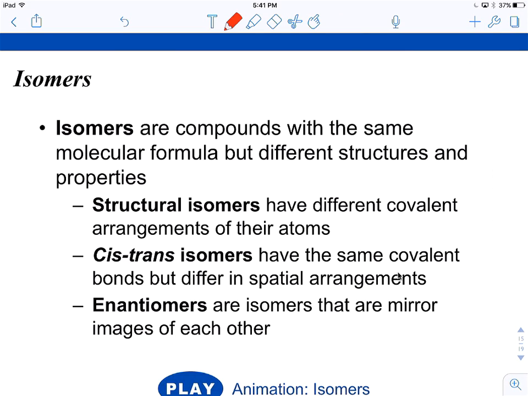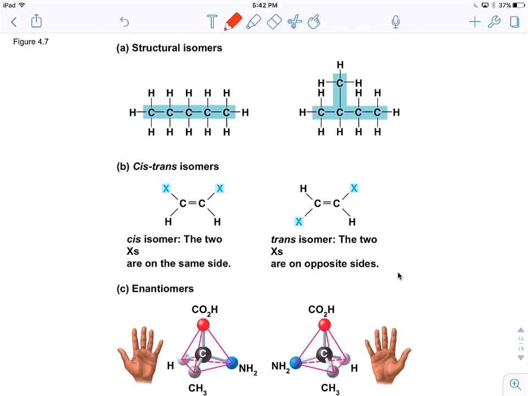All right, the last thing I want to talk about in our little organic chemistry chapter are isomers. So isomers are compounds that have the same molecular formula, but different molecular structures, okay? So different structures and different properties, okay? Structural isomers have different covalent arrangements of their atoms. There are cis-trans isomers that have the same covalent bonds, but differ in how they're arranged in space, and enantiomers, which are mirror images. So let's look at what these guys look like.